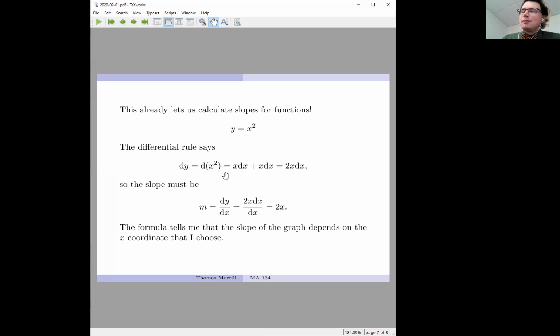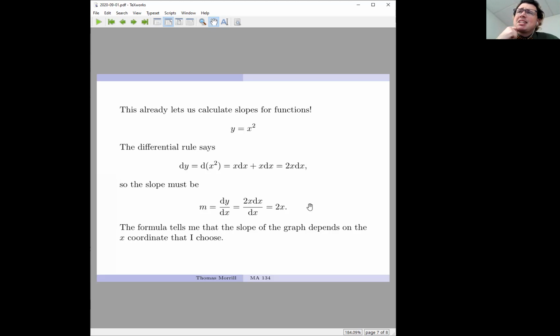For my rule for calculating this differential, I'm going to say that my u equals x, my v also equals x. So my dy must be x dx plus another x dx. Altogether, it's twice x dx. Now, the slope is going to be my dy divided by my dx. So I set that up, and those dx's look like they're going to cancel, and I get twice x. So that's telling me that the slope of my function actually changes depending on what x coordinate I use.